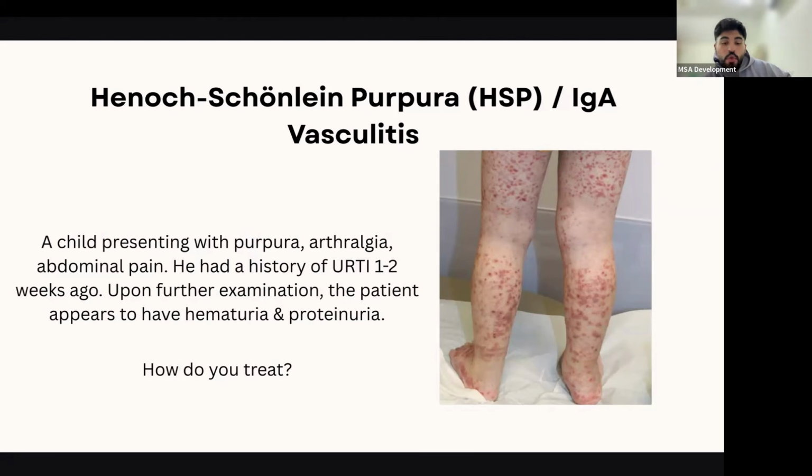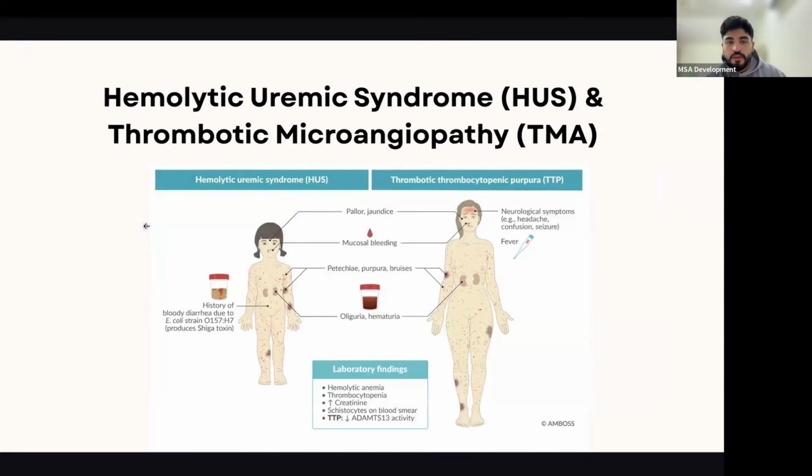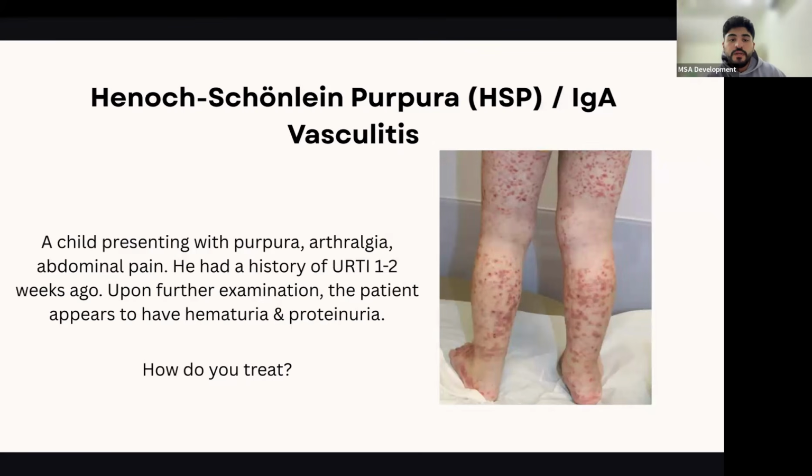And then when you actually examine the patient and do urine analysis, you're going to find out that the patient has hematuria and proteinuria. All right. This is IgA nephropathy, very common in children. How do you treat? So this one is supportive. Okay, it's limited. You basically give them supportive care and it's gonna go away. You don't really give them anything special. Just keep that in your mind.